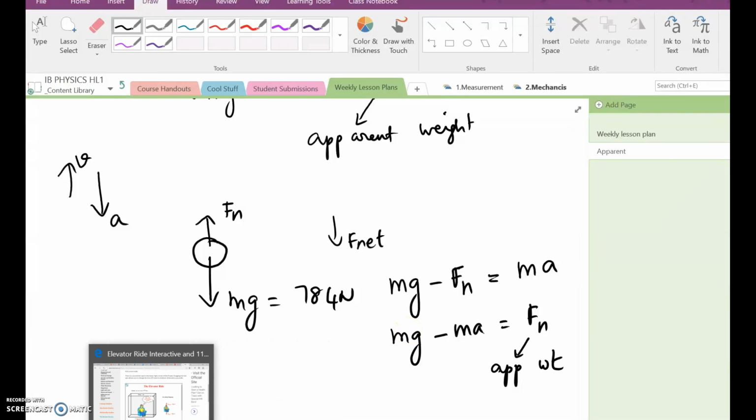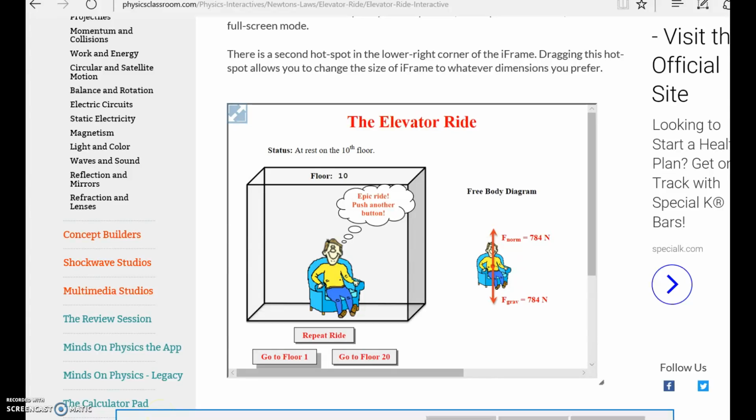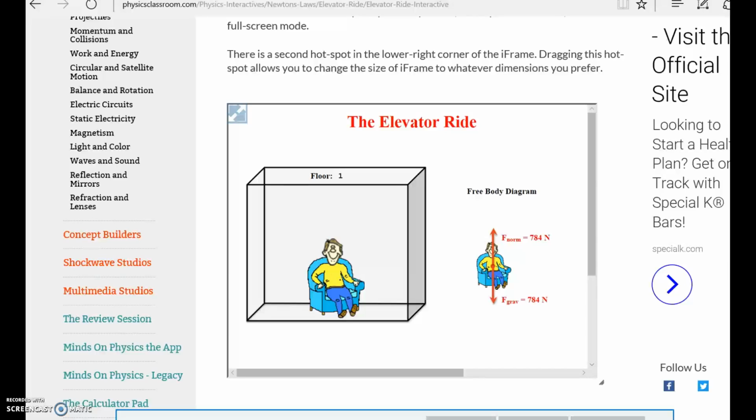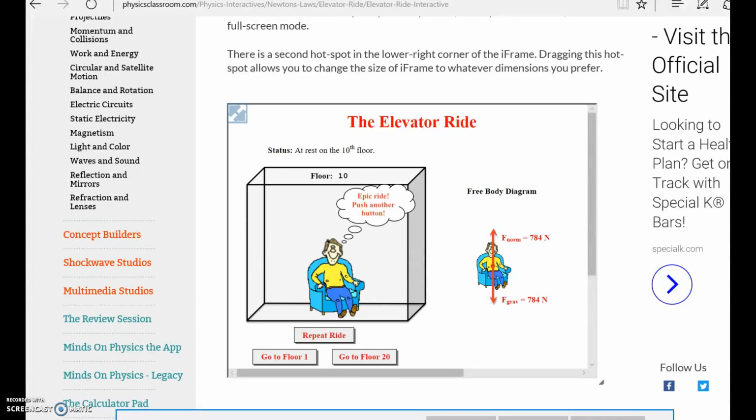So going back to the simulation, let's repeat the ride. So you're on the first floor, and as you accelerate, your normal force increases, and then when you're stopping, your normal force is going to decrease, and then when you come back to rest, the normal force becomes equal to your usual weight.